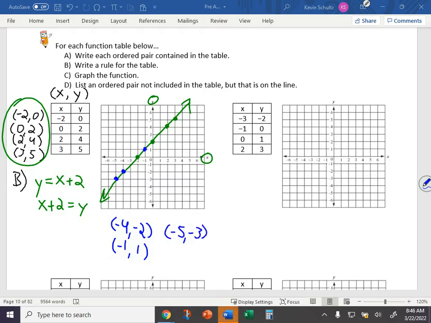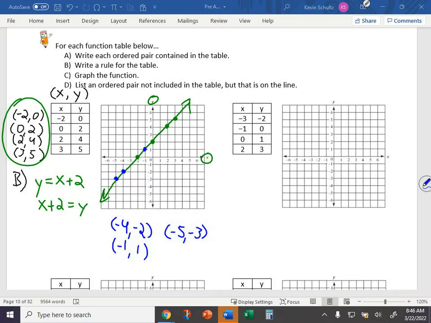You can check these answers not only by looking that they're on the line, but also, does our rule apply? Starting with whatever x value that we have here, if you add 2 to that, do you get the y value? -4 plus 2 is -2. -1 plus 2 is 1. -5 plus 2 is -3.